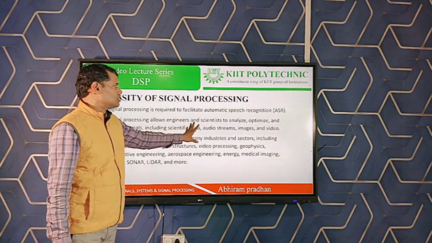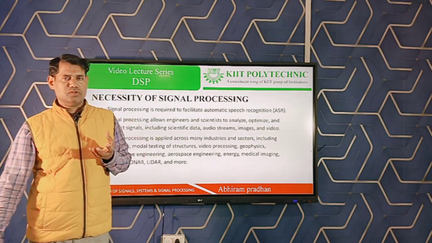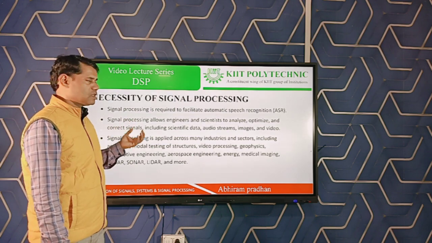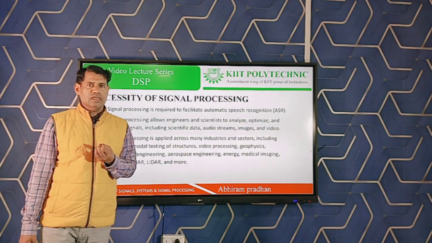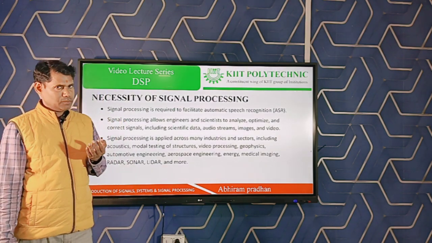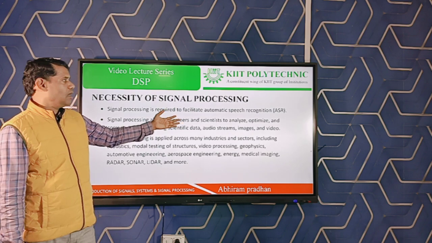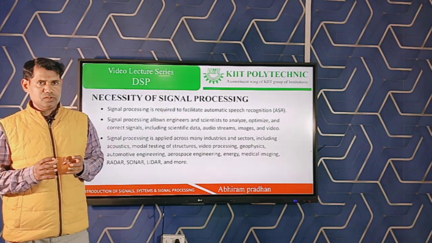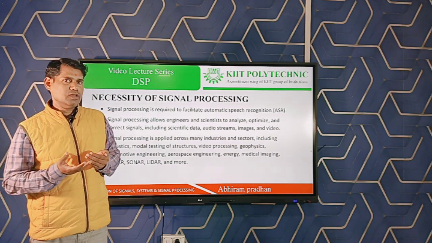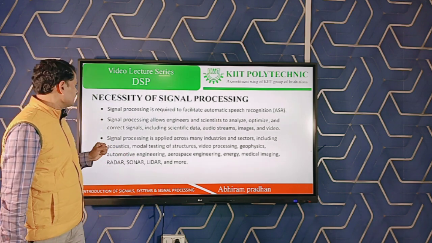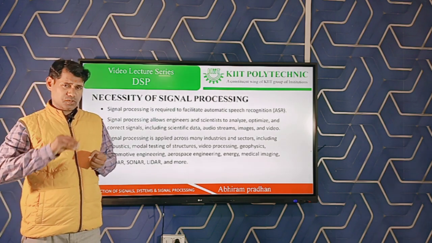Signal processing allows engineers and scientists to analyze, optimize, and correct signals, including scientific data, audio streams, all these things. If you do processing, engineers and scientists can find out valuable data. Signals are processed, analyzed and optimized. Optimize means when we process a signal, we can use it in various ways, including scientific data, audio streams, images and video. All these things need processing.